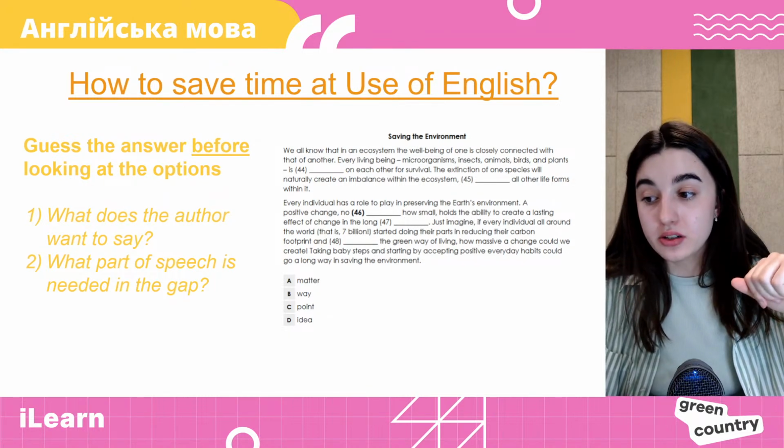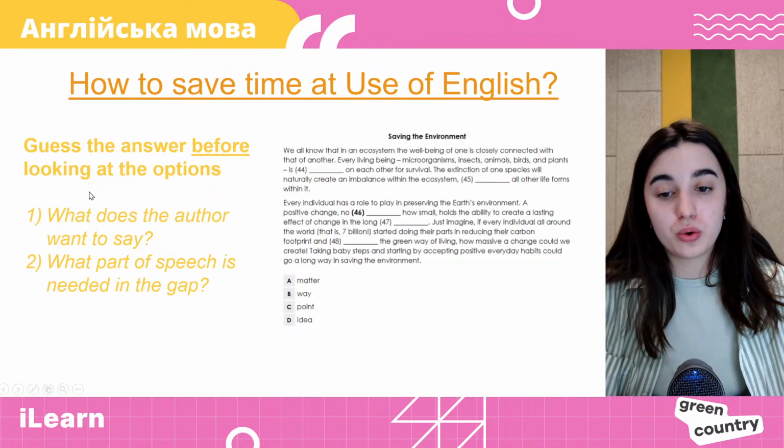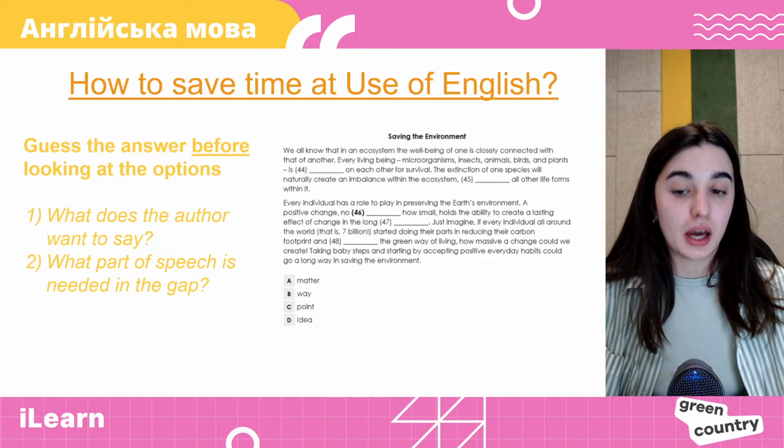And for this, you can use such questions. What does the author want to say? What part of speech is needed in the gap?